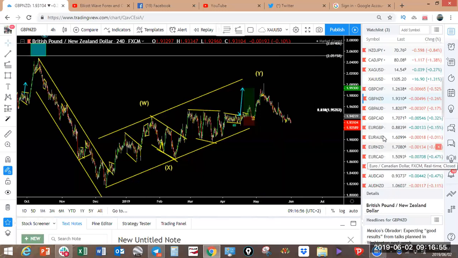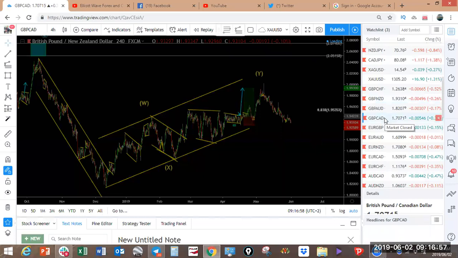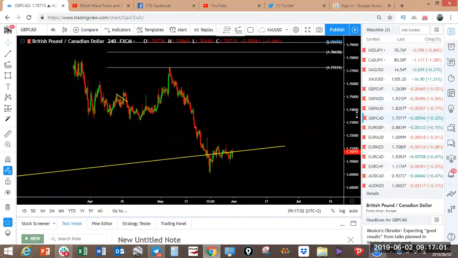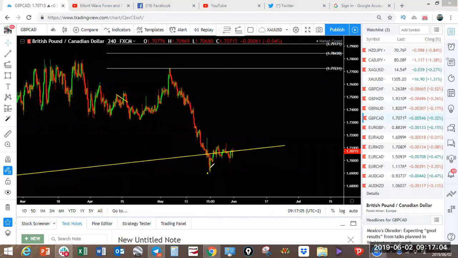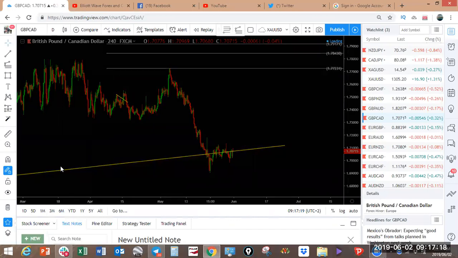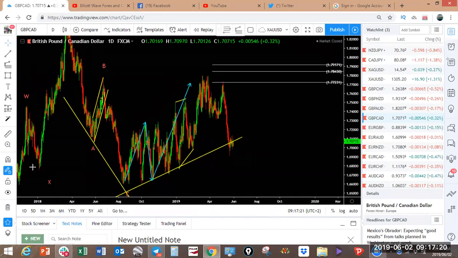So we also have Pound CAD. Now look at Pound CAD as well. Pound CAD is busy making this corrective structure here. Even if you get this here, that can just be a simple pullback. So any move that you see on the pound pairs is a pullback for further downside. Pound CAD is similar to the other pound pairs. We're looking for further downside.